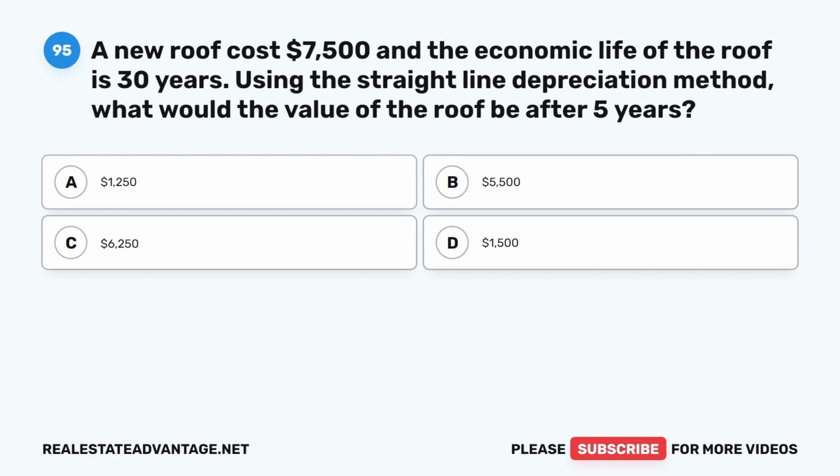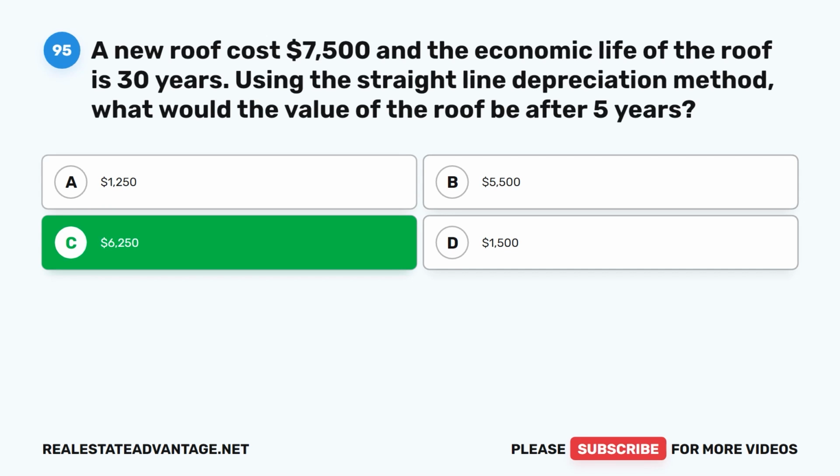Question 95. A new roof costs $7,500 and the economic life of the roof is 30 years. Using the straight-line depreciation method, what would the value of the roof be after 5 years? A. $1,250. B. $5,500. C. $6,250. D. $1,500. The correct answer is C.